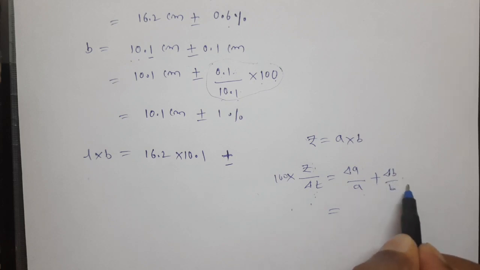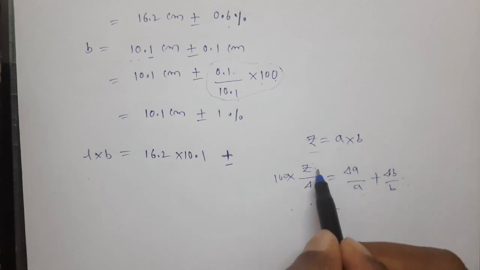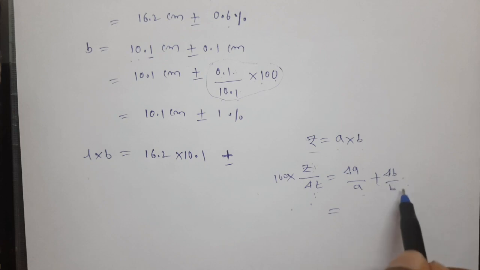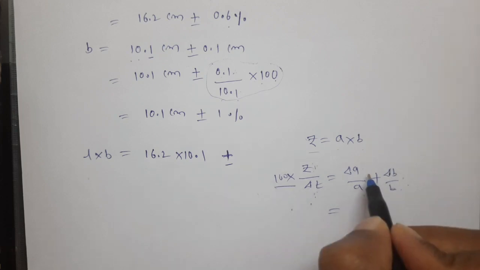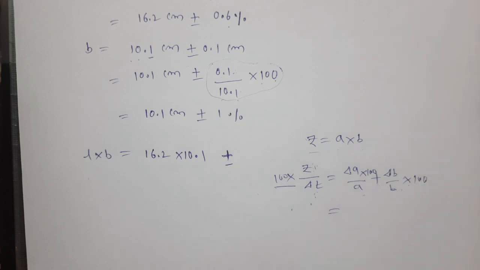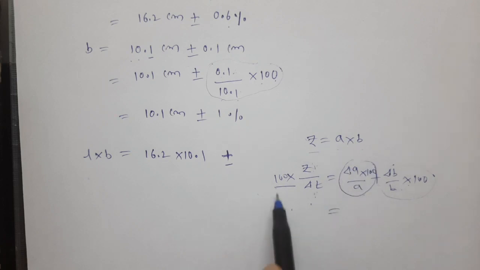If Z is equal to A into B, then we get delta Z by Z equal to delta A by A plus delta B by B. When you multiply with 100 here, also multiply with 100 here, and here also multiply with 100. So it becomes the percentage error of B, and the percentage error of A. Then this is the percentage error of the result.